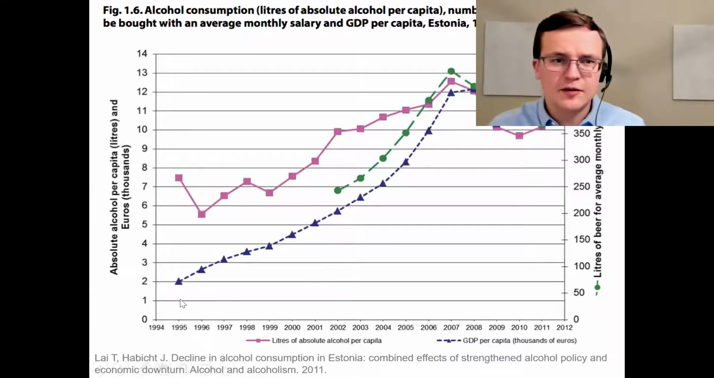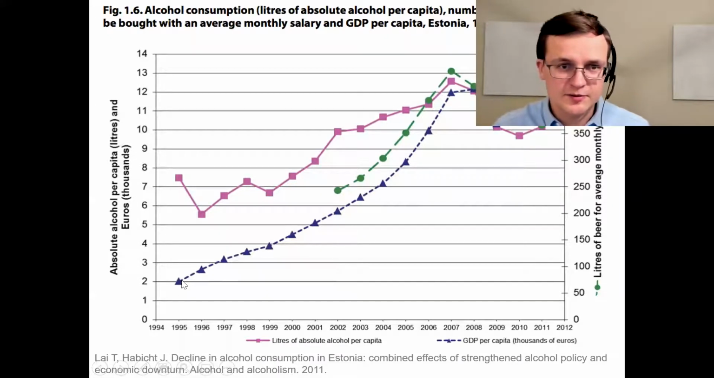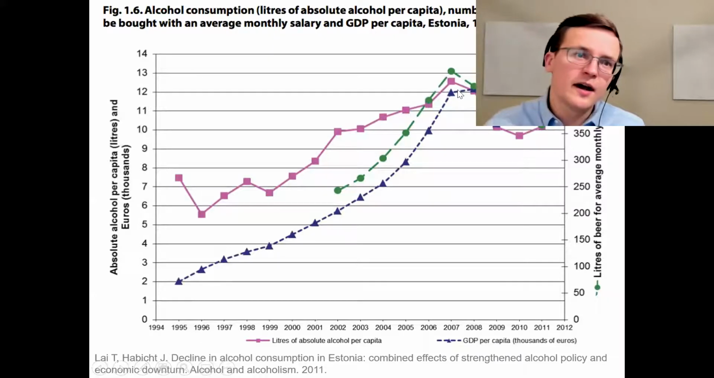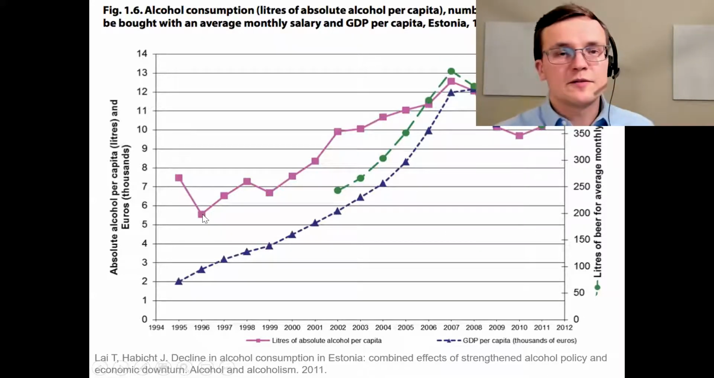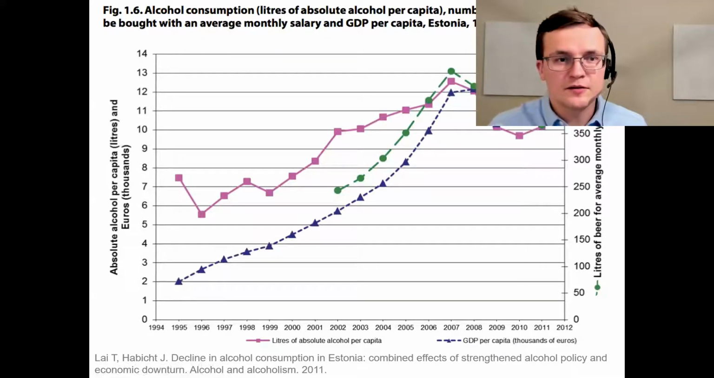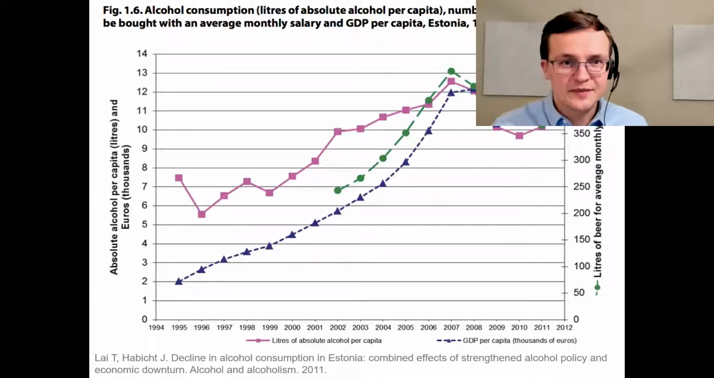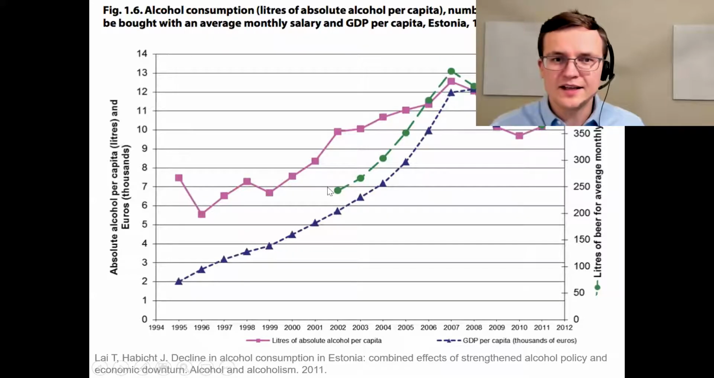And here's a plot. If you start off with the blue line, the GDP per capita since the fall of communism really has shot through the roof. It's one of these remarkable success stories, people's incomes really going up. And then in parallel to that, the pink line shows how the amount of alcohol you can afford with an average salary has also shot up roughly twofold in the time of only 10 years.